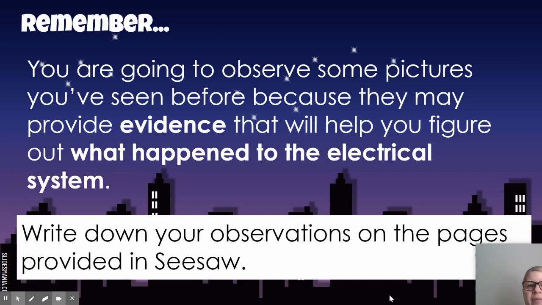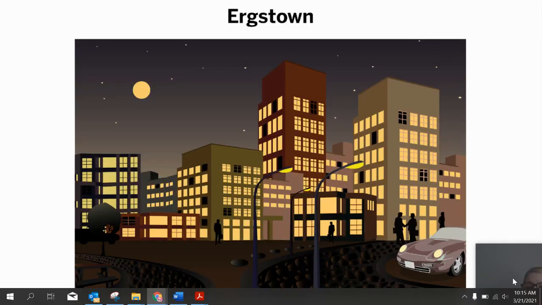So remember, today we're going to observe some pictures that you've seen before, and they're going to provide some evidence to us. They'll help us figure out what happened to the electrical system. I'm going to have you write down your observations from these pictures in the pages I've put in Seesaw. So there'll be a picture, a space for you to write, a picture, a space for you to write, a picture, and a space for you to write. So let's look at these pictures. So picture number 1. This is Ergstown.